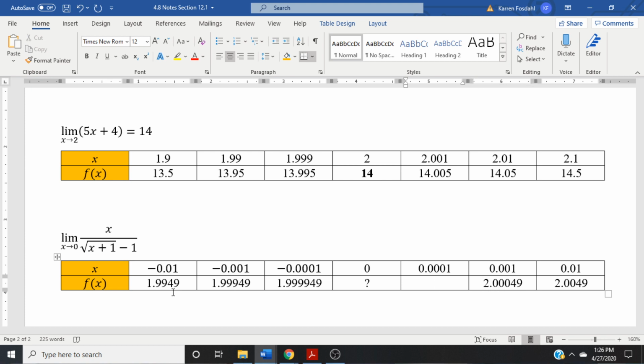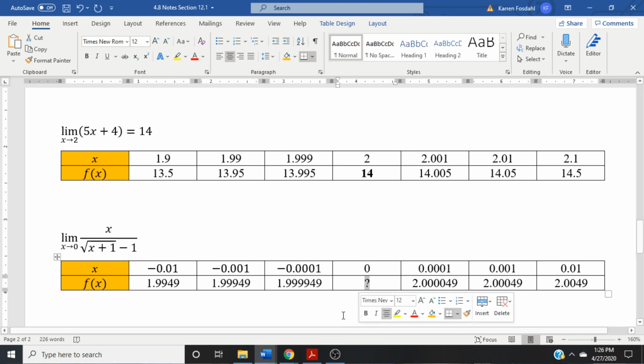And the last one, plug in 0.0001 divided by the square root of 0.0001 plus 1, minus 1. And our answer is 2.00049. Okay. So if you notice something, we're approaching what number from both left and right? We're approaching 2. Now, would that be clearly obvious if we plugged in 0?